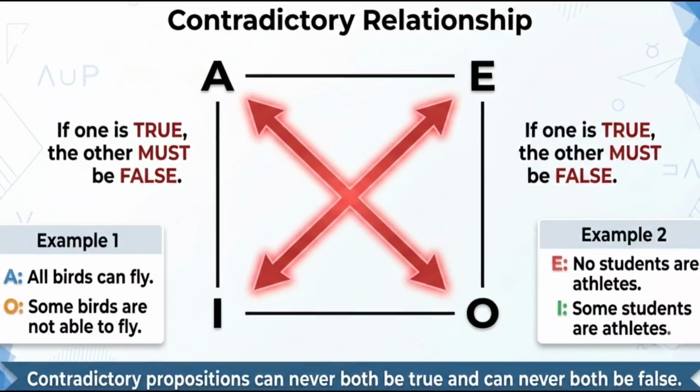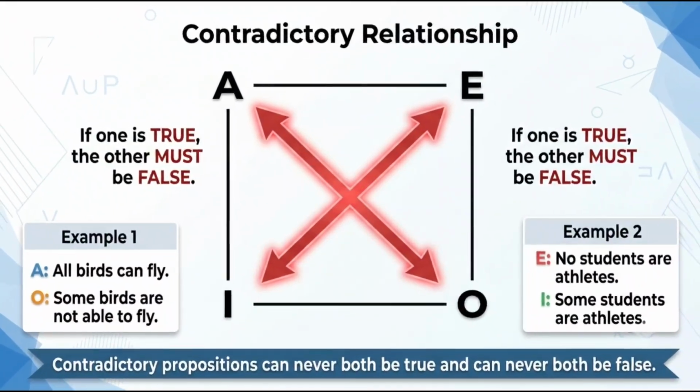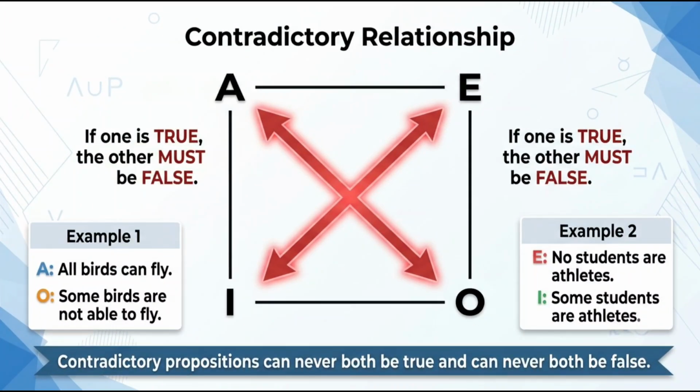Contradictory propositions cannot both be true and cannot both be false. If one is true, the other must be false. In the square, A contradicts O and E contradicts I. This is the strongest logical relationship.